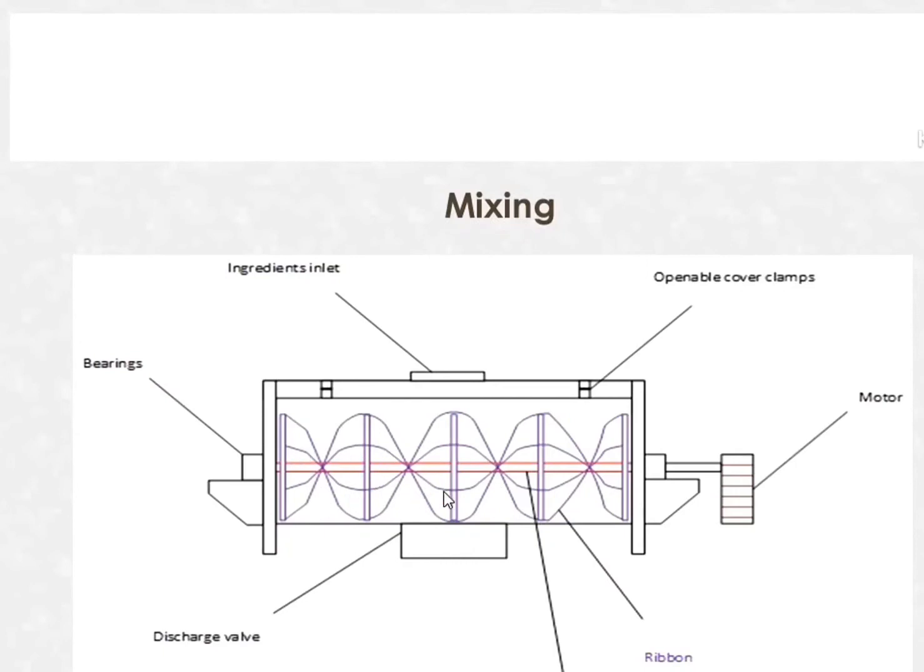They move back and forth and it results in a mixture of powder, and then through the discharge valve we get our final product. And this red part here is called the shaft. Ribbons are basically attached to the shaft. When the shaft moves, ribbons also move. So this was the third step, mixing.